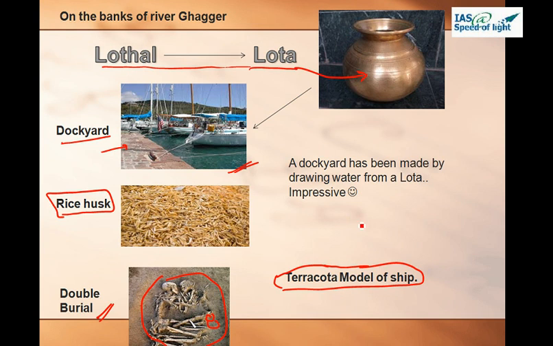So model of ship, first thing you have to see is the model of ship. The highest probability is to find it from a seaport or dockyard, something like that. So that way you have to understand it, right? So terracotta model of ship, we are not putting any mnemonic because we have already put it for dockyard. So from dockyard, it is implied that the terracotta model of ship must be there.